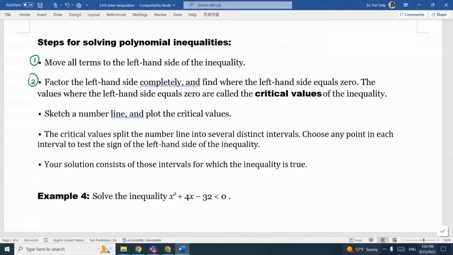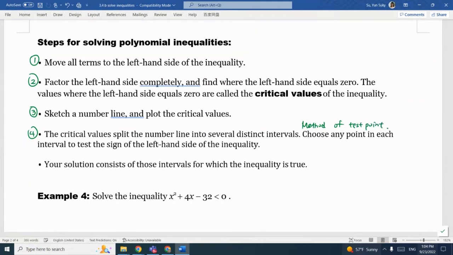Okay? And let's sketch a real number line and plot the critical values. The critical values split the number line into several distinct intervals. Choose any point in each interval to test the sign of the left-hand side of the inequality. So this is the method of test points.